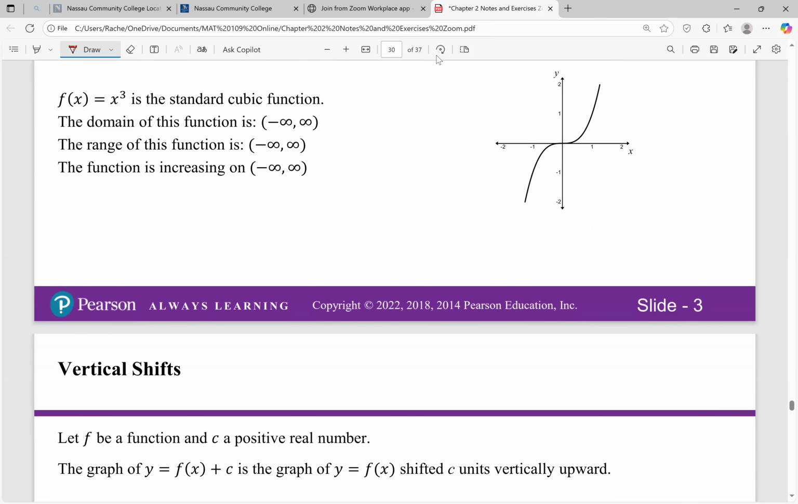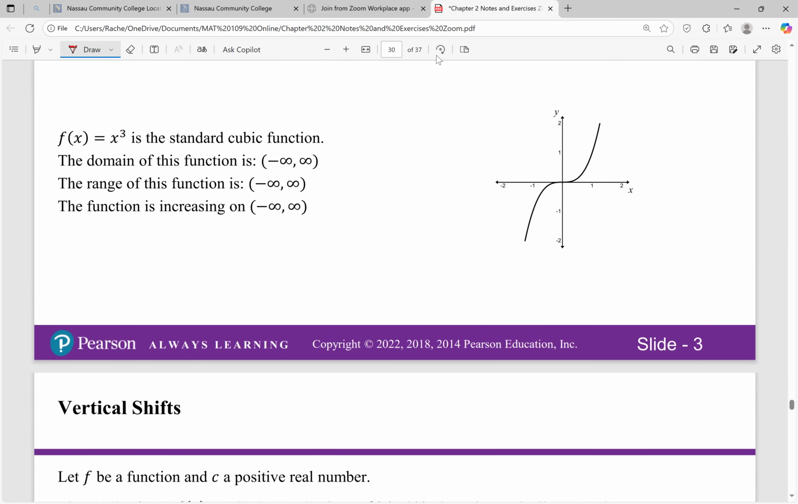Another common function, and the last one that we'll look at, is our cubic function, x to the third. So x to the third, it almost looks like a chair, right? You can imagine sitting in a chair. The domain is all real numbers, negative infinity to positive infinity, because we could take whatever number we want, raise it to the third power. It's not going to give us a problem with output. The range is also going to be all real numbers, and the function is increasing, right? It's always increasing from negative infinity to positive infinity. So those are the characteristics of our cubic function.